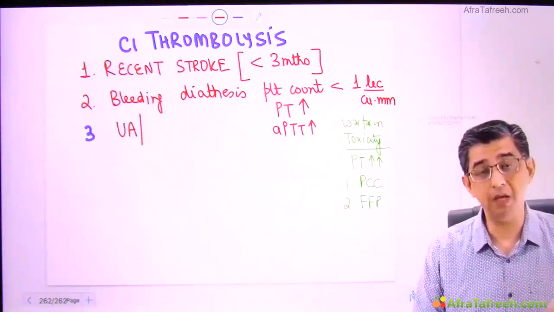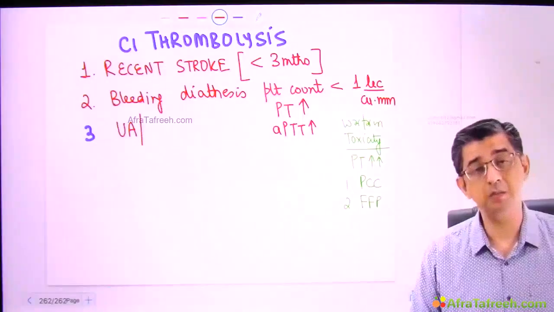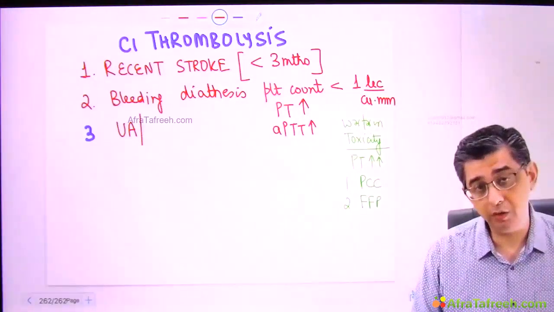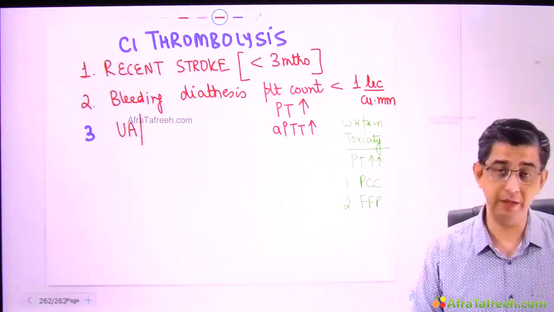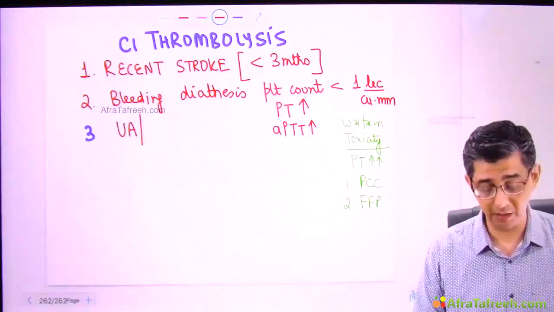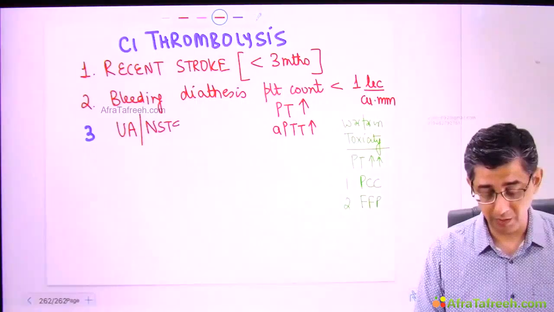It will rather cause mayhem. It will worsen the patient. Unstable angina was discussed in acute coronary syndrome part 1, where it was highlighted that thrombolysis is contraindicated. And the same thing is what I've said at the moment once again.